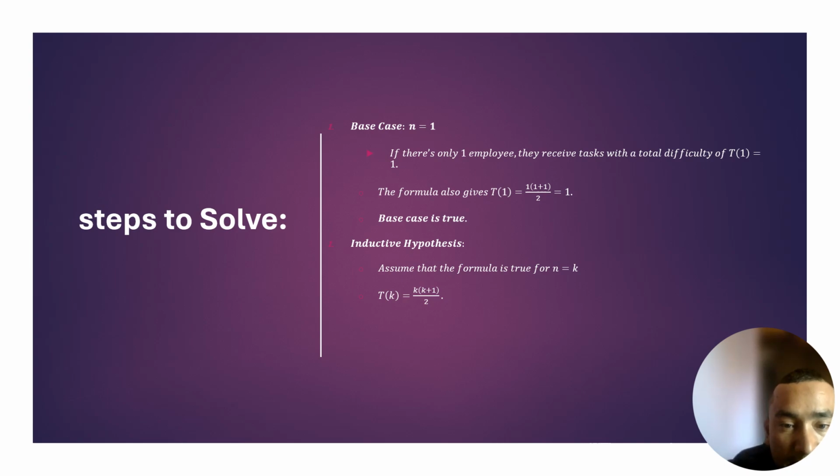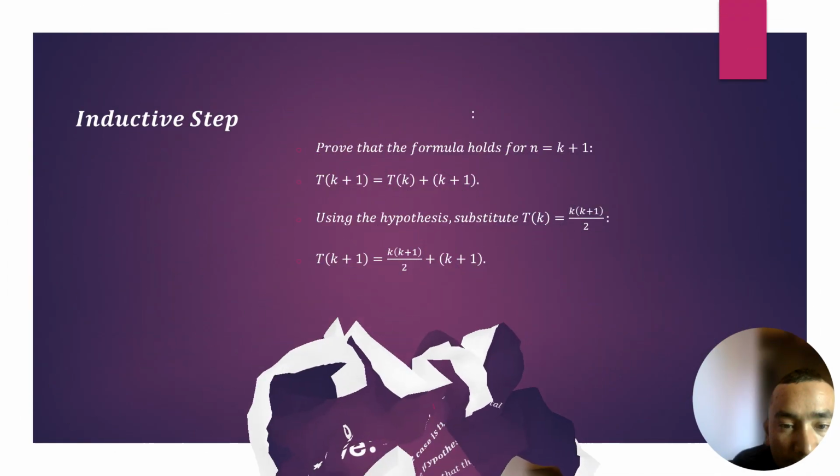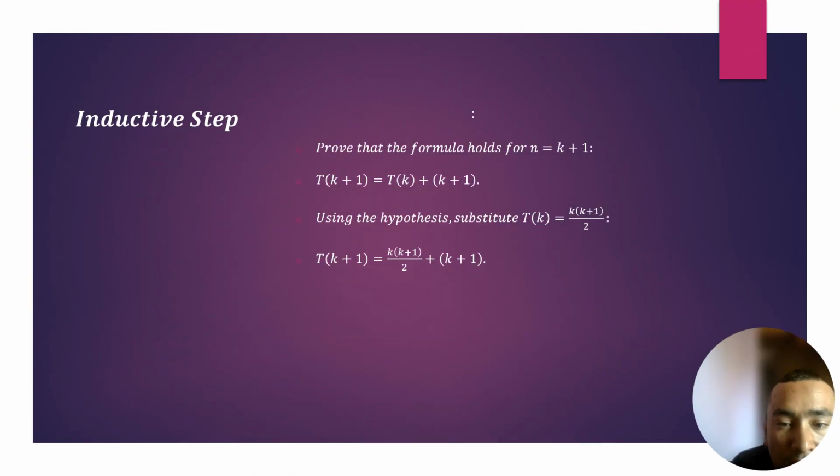Okay, likewise, now prove that the formula holds for n equal to k plus 1: T(k+1) equals Tk plus k plus 1, using hypothesis substitution. Substituting Tk equal to k bracket k plus 1 upon 2, we get the result T(k+1) equal to k bracket k plus 1 upon 2 plus k plus 1.